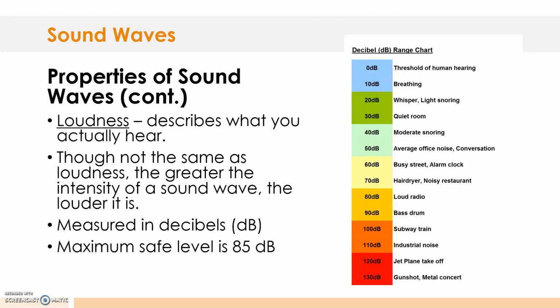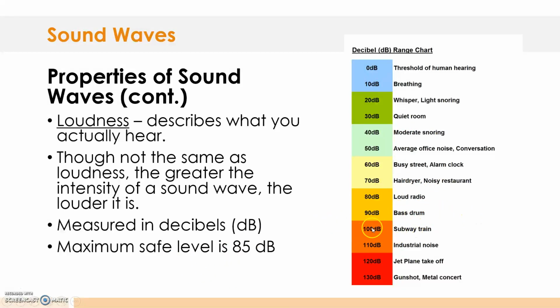And we've already talked about how it's measured in decibels. And this answers some of your guys' questions. We have a range of what normal decibel things are in everyday life. So we can't hear below 0. Breathing is about 10 decibels. We've got a loud radio is about 80, and at that point it becomes unsafe for our ears.